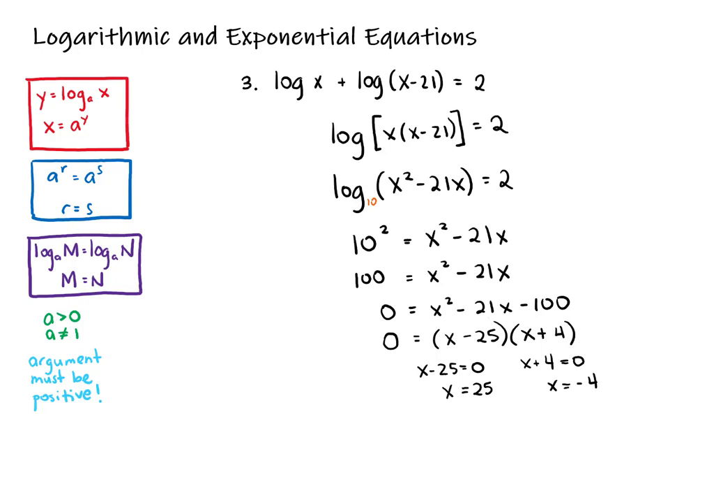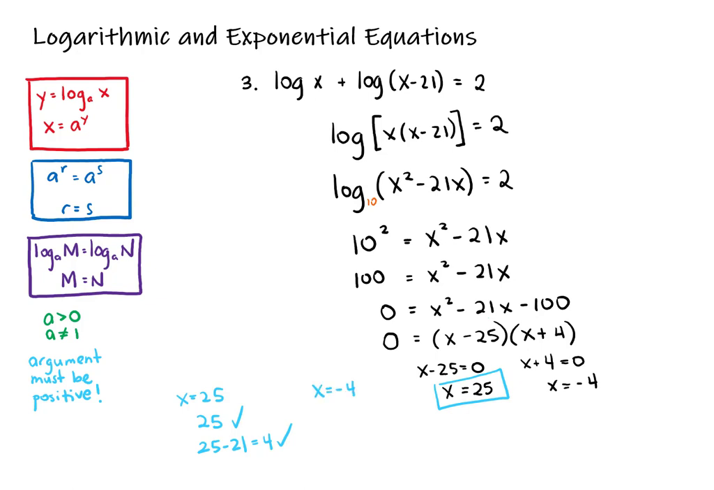So we want to take that and plug it in to each of our arguments and see if those answers are valid. For x is equal to 25, we plug into the first argument, which is x, and we just get 25, which is good. We plug into the second one, and we get 25 minus 21, which is 4, which is also positive, so that's good. So 25 is one of my solutions. Let's check on the other one.